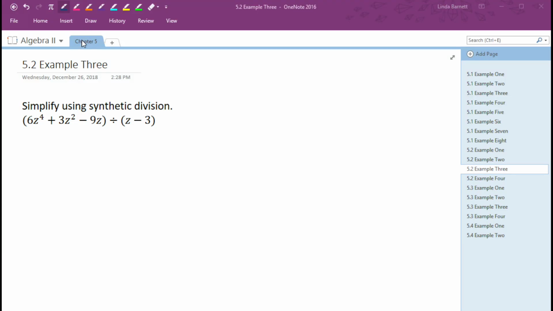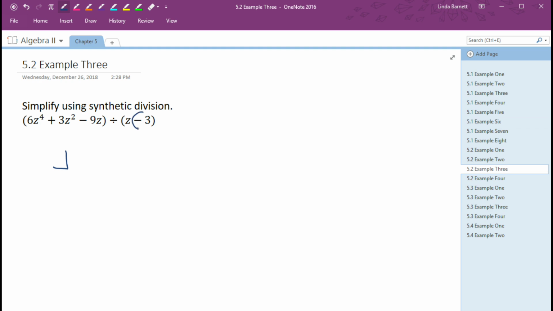This is a synthetic division problem. When we do synthetic division, there's only a few things that we need to remember, and I think it is way easier than doing long division when we're working with polynomials. So the first thing is, when we set up our equation, this is what this polynomial is being divided by.